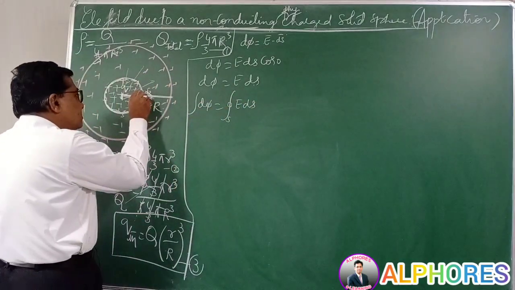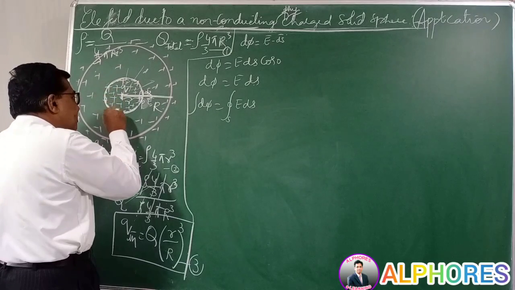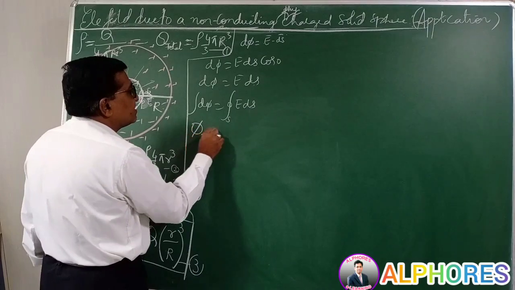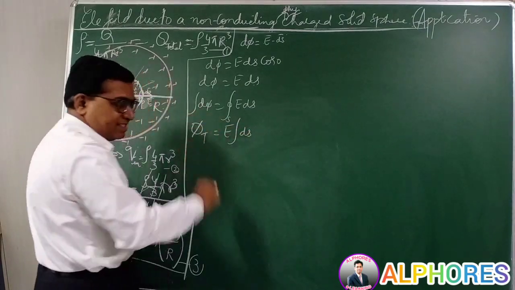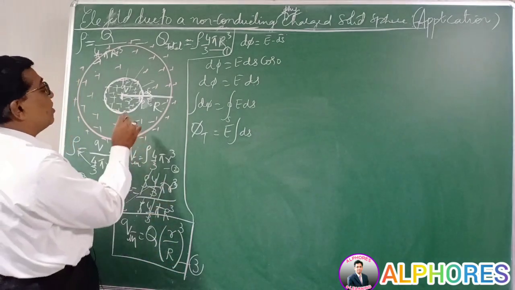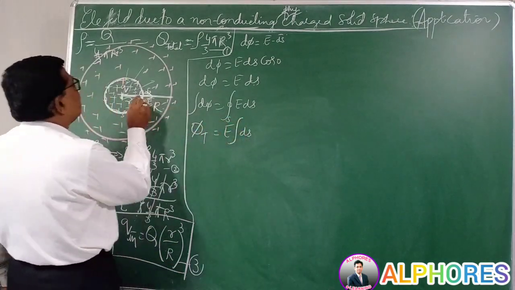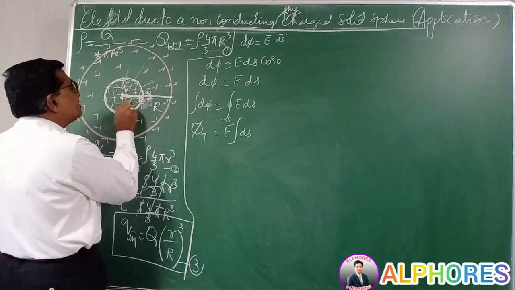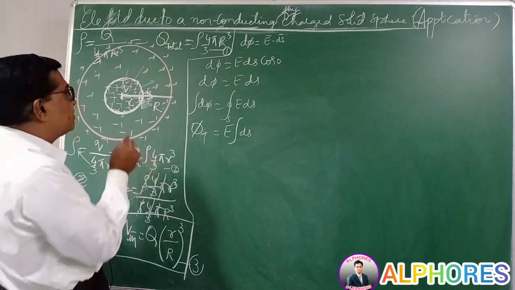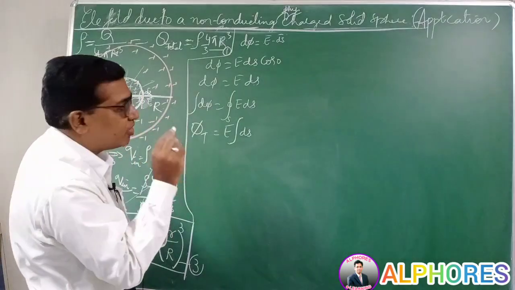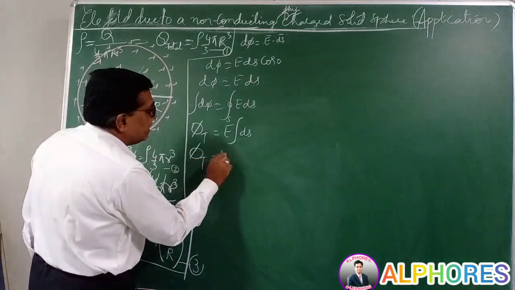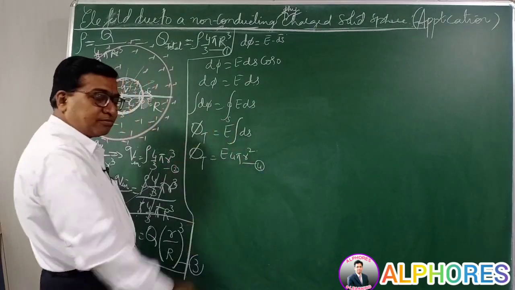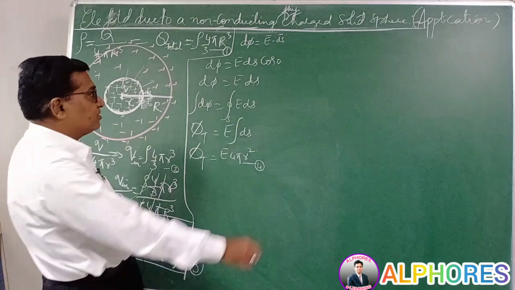But you know, our Gaussian surface is symmetrical, so at all the points on the Gaussian surface the electric field will be the same. So this is a constant, take it out. So the total flux is equal to E integral ds. Now the total surface area of this inner sphere, which is a sphere of radius small r, is 4 pi small r square. So the total flux is E times 4 pi small r square. This is equation number 4.